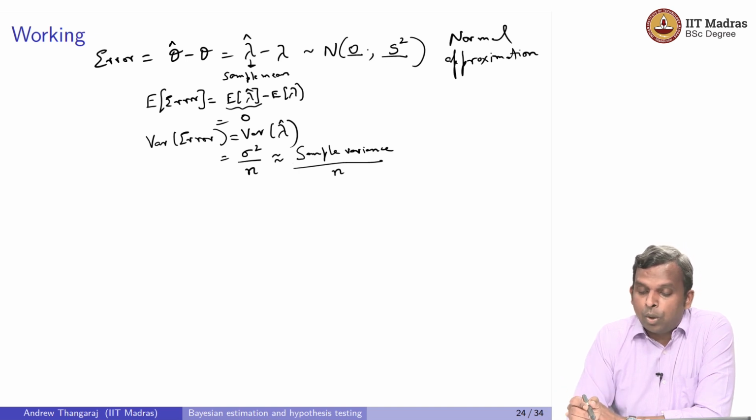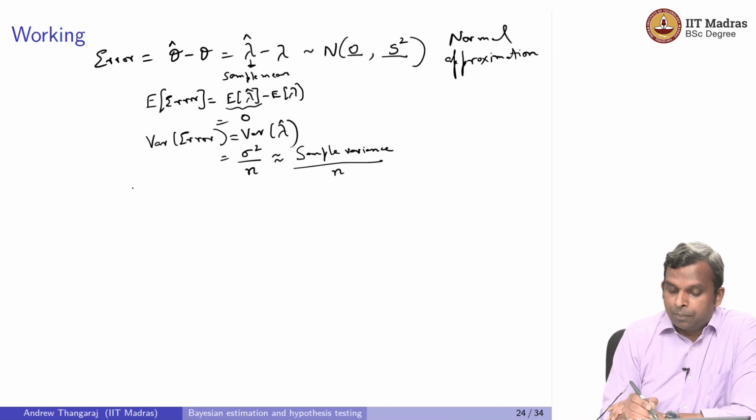So we figured out that the error is going to be normally distributed with mean 0 and some variance, that's actually sigma squared by n if I can find the actual distribution variance. But since I don't know the distribution variance, I'm going to approximate it with the sample variance divided by n, okay? So this is going to be the idea for the variance of error, okay?